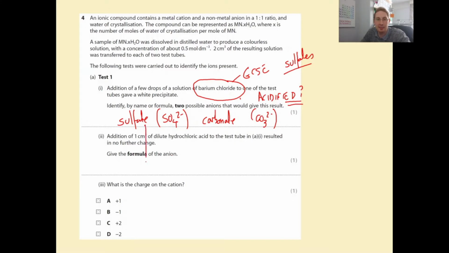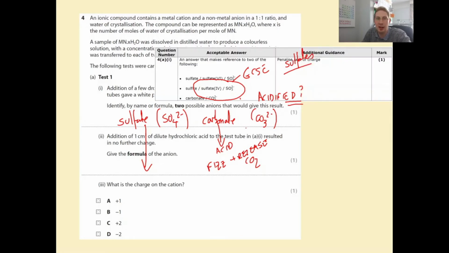Right, that means it must be the sulfate, because if you added the carbonate to acid, it would fizz and release carbon dioxide. So this is why we acidify it, so that any carbonate will fizz, release CO2 and dissolve. So there you go, you can see sulfate SO4 2-, carbonate CO3 2-. You could have had sulfite, not one I would have expected.